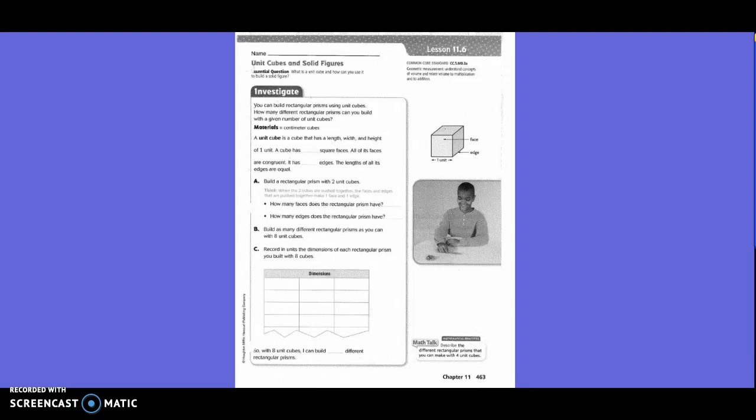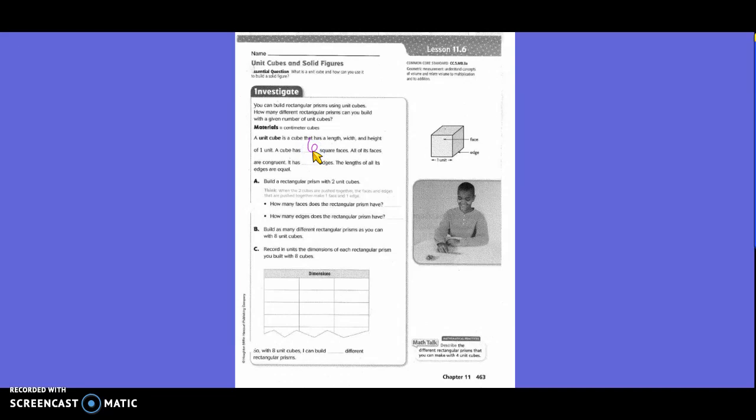So a unit cube looks like this, right guys? It has a face, an edge, and each dimension across is one unit, okay? So a unit cube is a cube that has a length, a width, and a height of 1 unit. A cube has how many square faces? So how many faces are there on the cube? 6. All of its faces are congruent. It has how many edges?